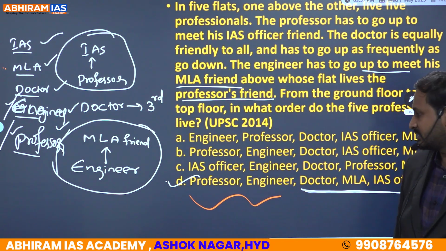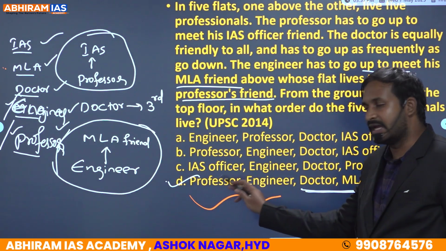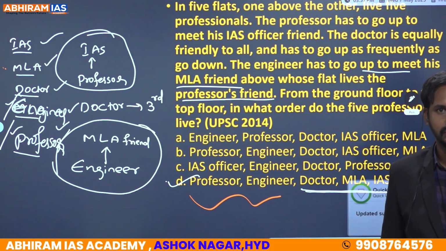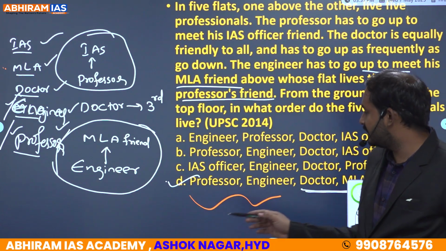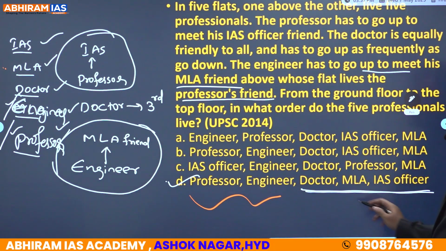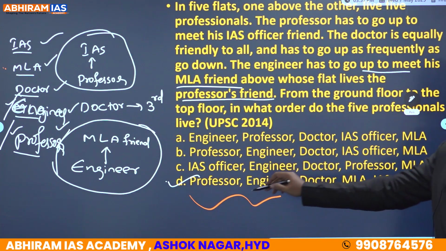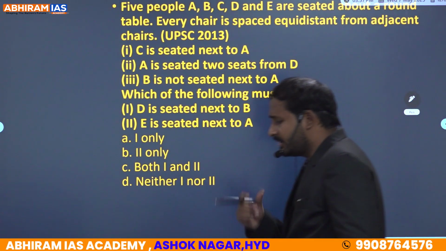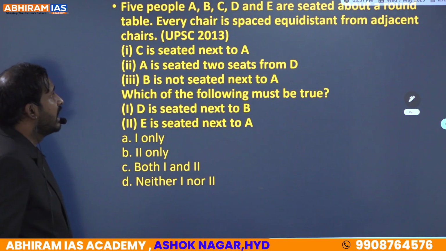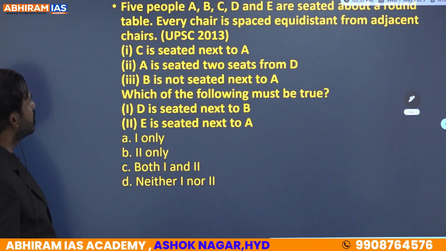We are marking our answer as professor and engineer. Actually, it can be engineer and professor also. Why? Because we cannot say who is living the above one. But generally, the only condition which is satisfying for us is option D. That is the reason we are marking our answer as option D here. Understood? Right. Next one. 5 people A, B, C, D, E are seated around a round table.